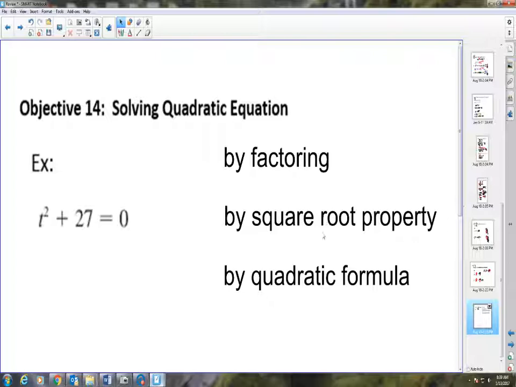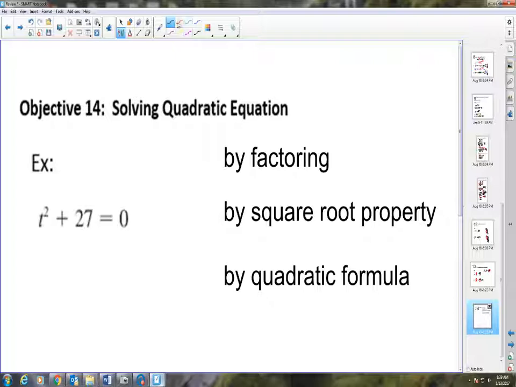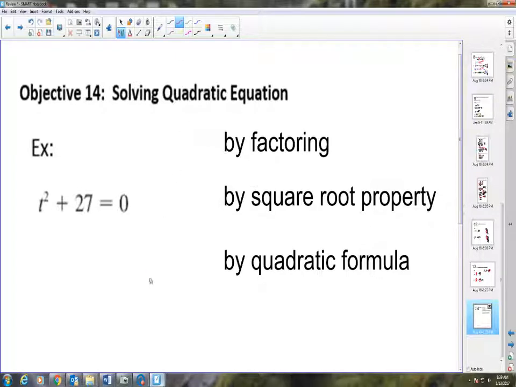The square root property is designed for your quadratic equation that consists of 2 terms, just like this example. This problem only got 2 terms. And you know t squared plus 27 cannot be factored. Alright, so this is how you work with the square root property. Isolate your square terms by moving the 27 over to the other side. So I got t squared equal to negative 27.